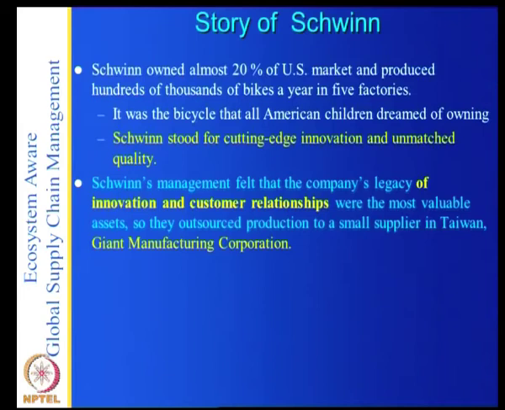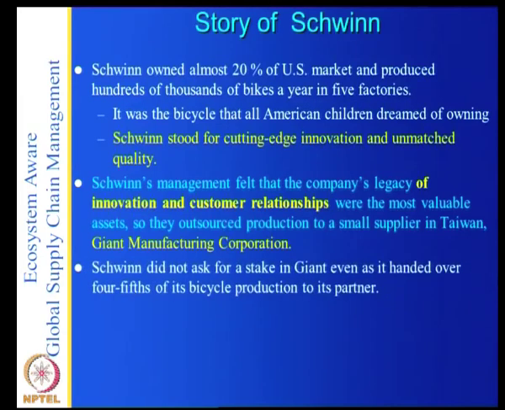So here comes the question of the core competency theory. Now, as I showed you last time, infrastructure, customer relations, and innovation are the ones that are important. And people felt that innovation and customer relationships are the most valuable assets, and they outsourced production to a small supplier, that is the Giant Manufacturing Corporation. Schwinn did not ask for a stake in Giant, even as it handed over 4/5 of the bicycle production to the partner.